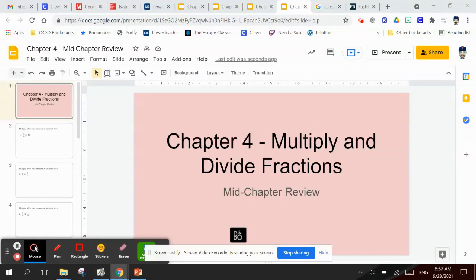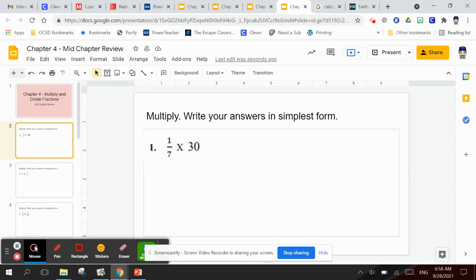Chapter 4, Multiply and Divide Fractions, Mid-Chapter Review. So first we're going to multiply. Write your answers in simplest form. So here we have 1/7 times 30. So 1/7 times 30 as a fraction is 30 over 1.